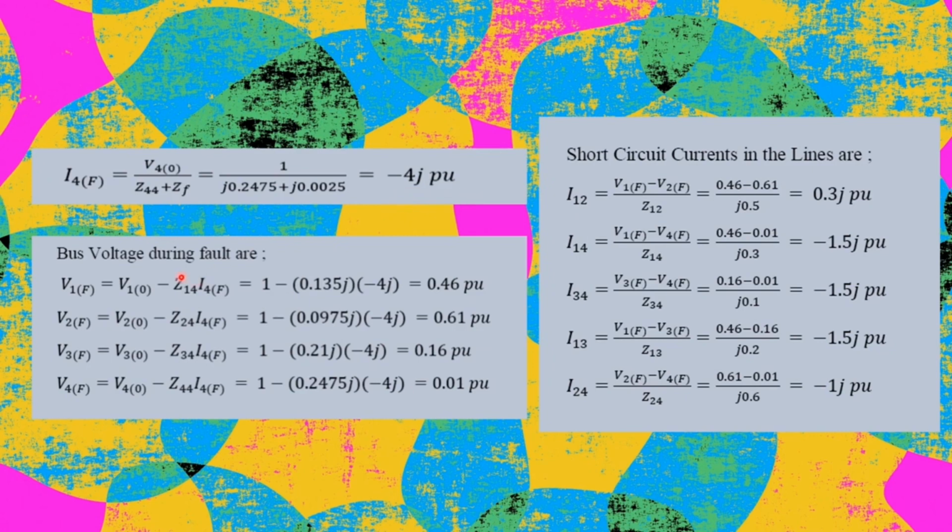Next, we have to calculate bus voltages during the fault. Since we have 4 buses, we will have 4 values. Note that the voltage at bus 4 is very small. Next, we have to calculate the short circuit current in the lines. We have I12, I14, I34, I13 and I24. We also have the respective formulas to calculate these parameters. By evaluating them, we can get the values.